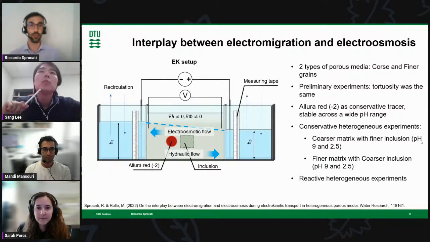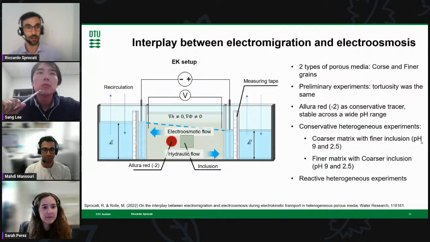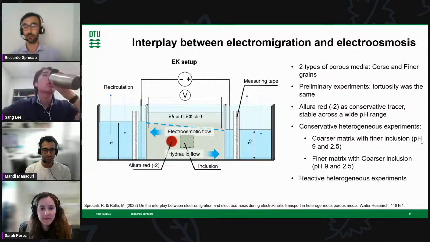in which we used this very simple setup. Just to give you a scale, it is about 60 centimeters wide, and there are three parts. At the sides, there are electrolyte reservoirs containing electrolyte, for instance a simple bicarbonate buffer. Then you put in electrodes, and in the central part, there is the porous media.